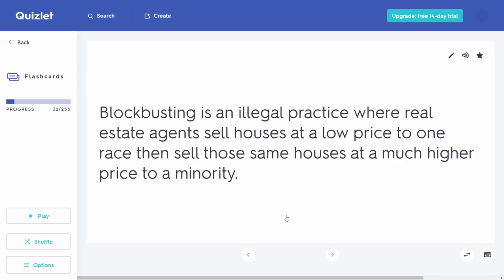Guess what? We were just talking about antitrust laws earlier. That is covered in this. Blockbusting is defined in the antitrust laws. They explained, hey, this is an illegal practice. You guys can't do this. This is super wrong, and that's what it is. So when you think of blockbusting, just remember it's an illegal practice where agents sell houses for one price to one race and then one price to another. And it's not just race either. It could be any minority or any type of preference.